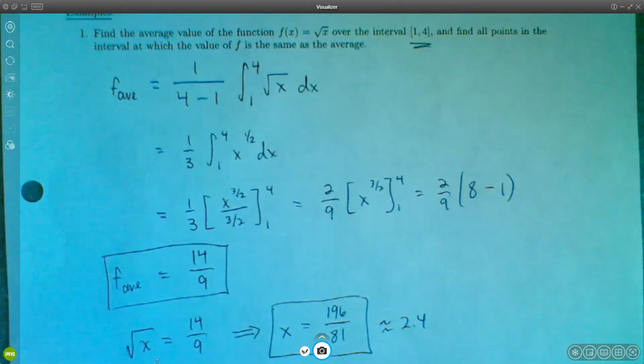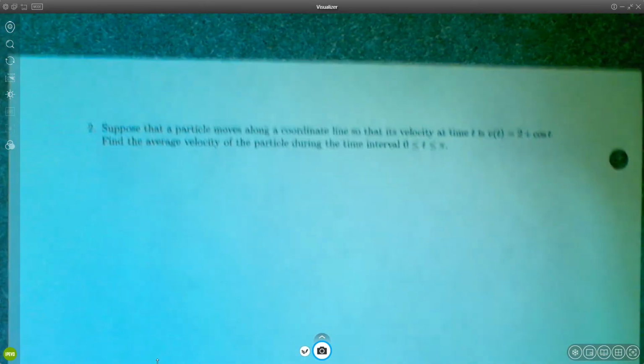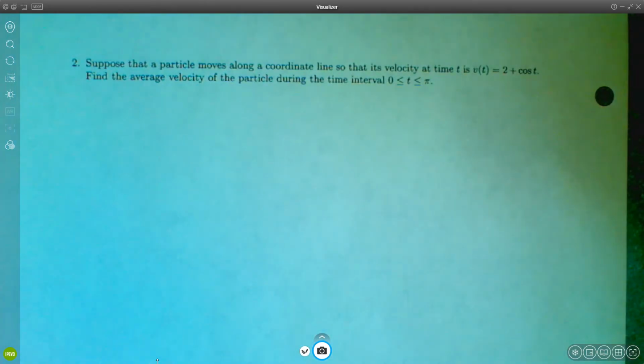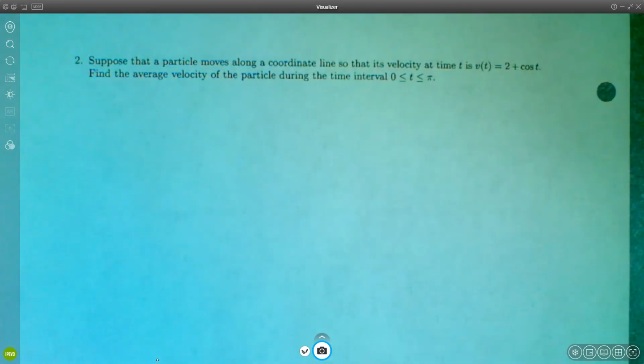Okay. So that's that. Here's another one. It says, suppose that a particle moves along a coordinate line so that its velocity at time t is v of t equals 2 plus cosine t. Find the average velocity of the particle during the time interval from t equals 0 to pi. So we're given the velocity, we're asked to find the average velocity. There are actually a couple ways you could do this, right?